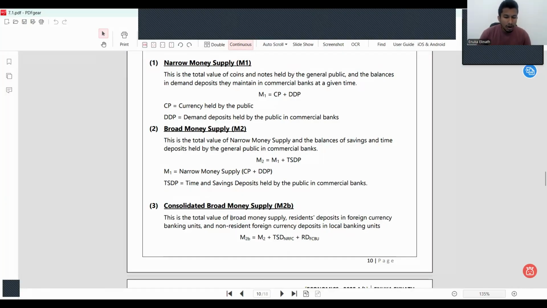This is the total of broad money supply, which is M2, and then the residents' deposits in foreign currency banking units, and the non-residents' foreign currency deposits in local banking units. So this is the definition given for M2B money supply. If you remember this one, you can easily find the answer for this one. And we'll go back to the question.